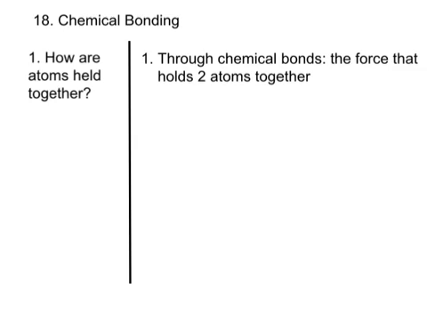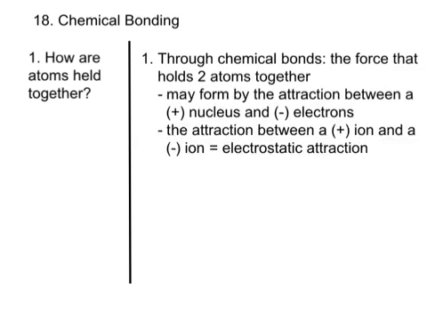So chemical bonds can form in two different ways. The first way is for the positive nucleus of one atom to be attracted to the negative electrons of a different atom. Or the second way is because of an attraction between a positive ion, which is a positively charged atom, and a negative ion, or a negatively charged atom. Now this is what's called electrostatic attraction, the attraction between a positive and negative.